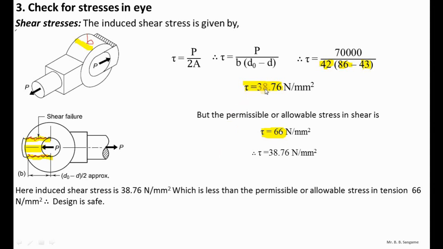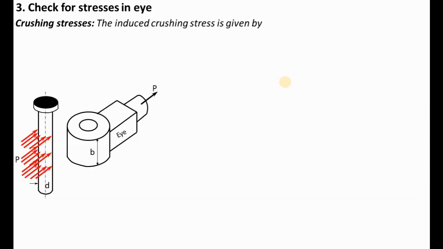If the induced shear stress exceeds the permissible or allowable stress value, then our design will not be safe. In that case we have to check whether the calculated dimensions of the eye, that is the thickness of the eye, outer diameter of the eye and inner diameter of the eye, are correct or not. Next is checking for stresses, in which I am going to discuss the crushing stresses.